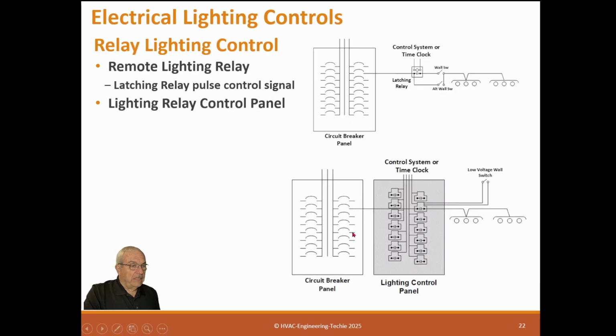So we have our standard circuit breaker panel, and that circuit breaker panel goes through a lighting relay. And so this powers right to this lighting relay, and the lighting relay goes out to the light fixtures, and then we have a remote switch that can control that relay one way or the other. Or we can have a control circuit that comes in that controls a group of these light switches. And this is a lighting control panel, and we do this many, many times.